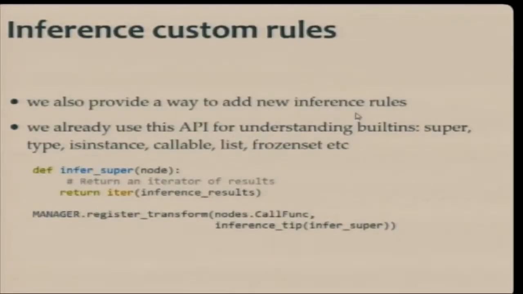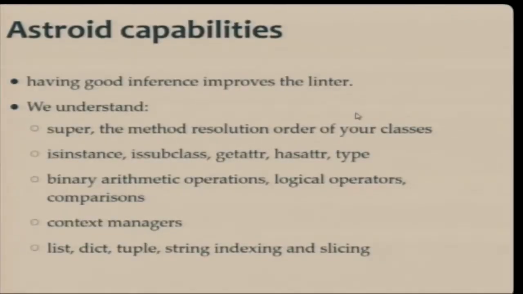And we're eating our own dog food. We're eating our dog food with inference rules because we have inference rules for built-ins, as I'll show you immediately. Basically, with inference rules, we are understanding isinstance, issubclass, getattr, hasattr, type, callable, list, set, whatever. We are also understanding binary arithmetic operations, really good, logical operators or comparisons. Also, we are understanding context managers and list, set, string indexing, slicing, whatever.